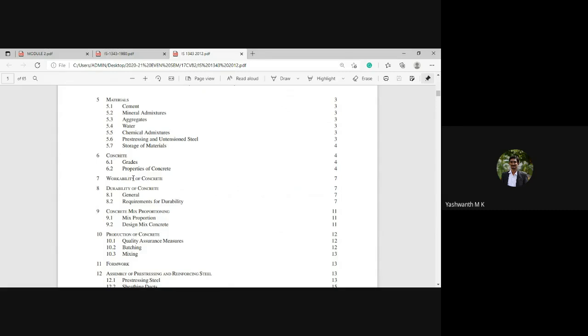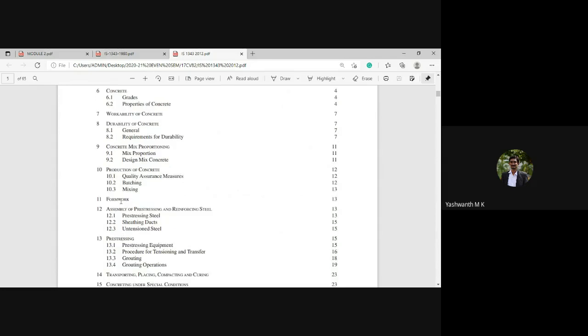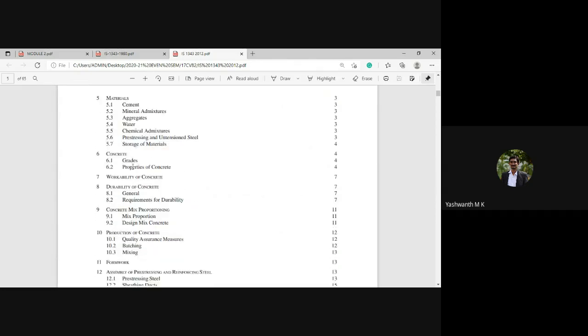So the concrete should possess certain properties. What are the grades? How should be the workability? How should be the durability? What is the mix proportion we are going to use in order to produce the pre-stressed concrete? How to produce that concrete? All those aspects are discussed in section 2.